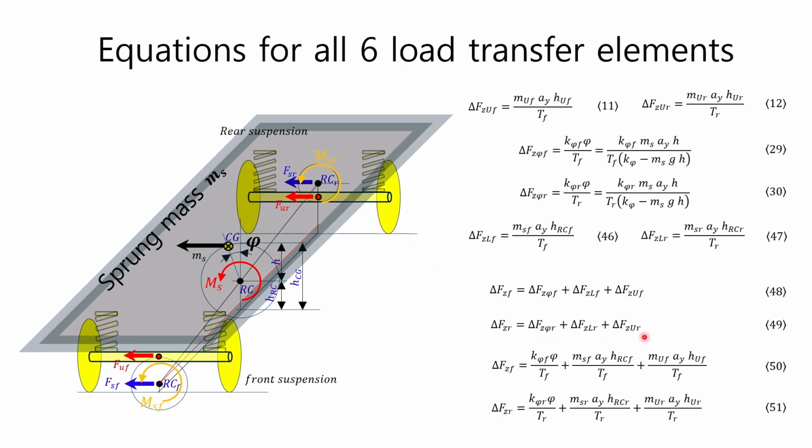By substituting the load transfer calculation results of equations 11, 29, and 46 into equation 48, the total load transfer for the front wheel can be obtained as in equation 50, and by substituting equations 12, 30, and 47 into equation 49, the total load transfer for the rear wheel can be calculated as in equation 51.